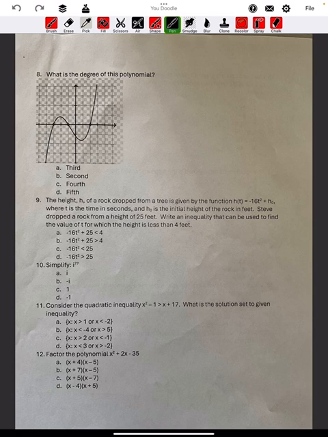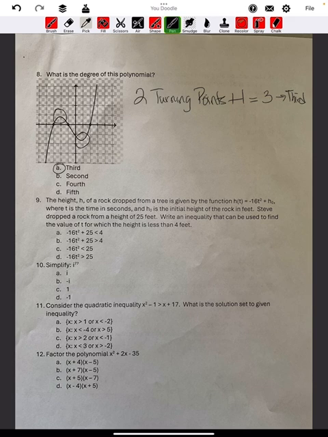It says, what is the degree of this polynomial? So to solve this one, what we have to do is count the number of turning points. You can see there's a turning point here and a turning point here, so that means there are 2 turning points. To get our degree, we take the 2 turning points and add 1 to it. However many turning points you have on the test, you add 1 to it, and that will give you your degree, which in this case is 3. So therefore, it's got to be third, which is option A.